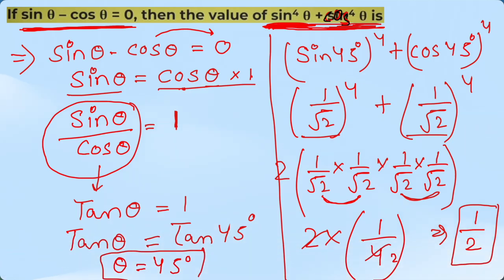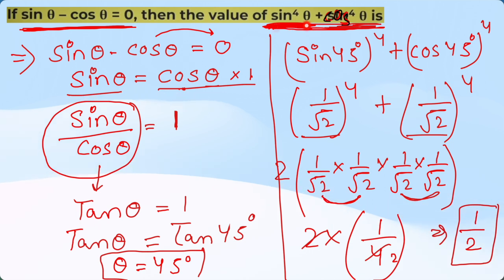What we did, just say it again. First, we shifted this cos theta to the right hand side. So it will become sine theta equals cos theta. On division, it will become tan theta equals 1. 1 is the value for tan 45. So theta will be 45. I know I need to find the value for sine 4 theta.